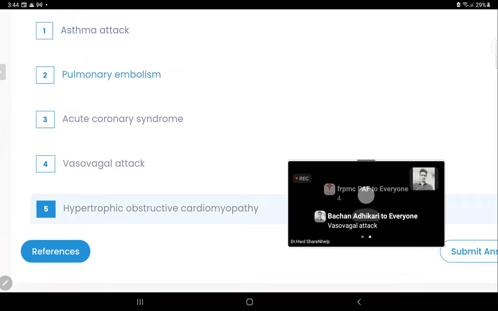Okay. Is she having pulmonary embolism? If she was having pulmonary embolism, she was supposed to be older, should have some problem in her chest, maybe has a fever, maybe has a travel history. We don't do that. Acute coronary syndrome, nothing on the ECG, right? Hypertrophic obstructive cardiomyopathy. Could she have hypertrophic obstructive cardiomyopathy? Can she have that?